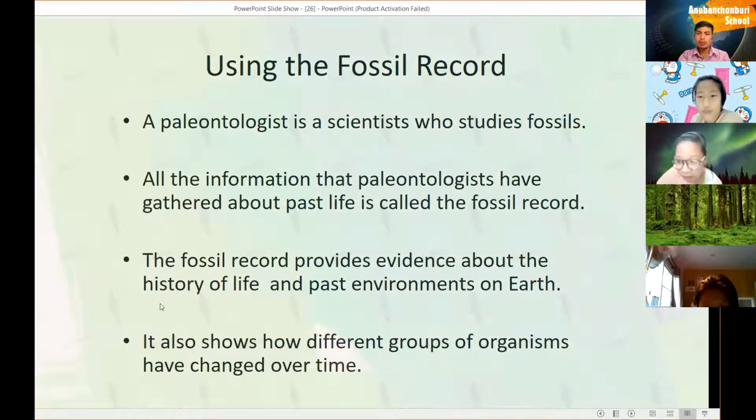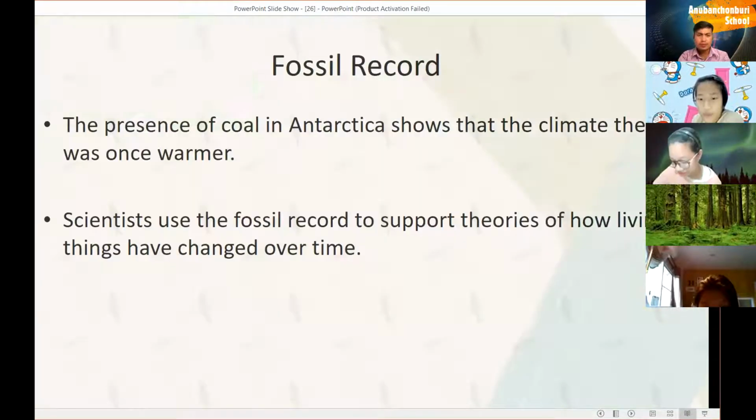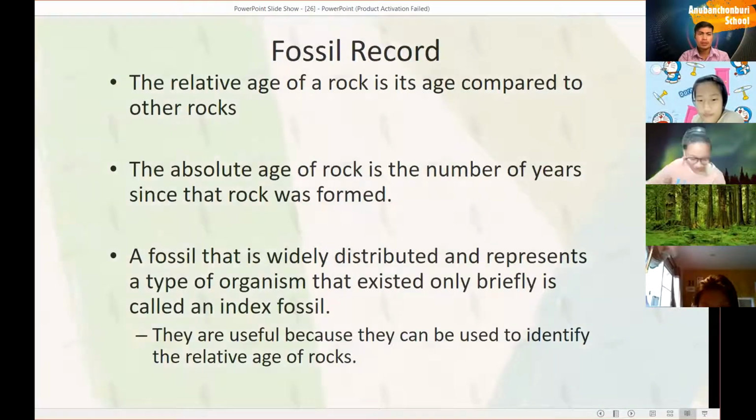The next part here is the fossil record, which I already explained, and the relative and absolute age, which was mentioned last time. The relative age of a rock, I will repeat, is its age compared to other rocks, while the absolute age of a rock is the number of years since that rock was formed.